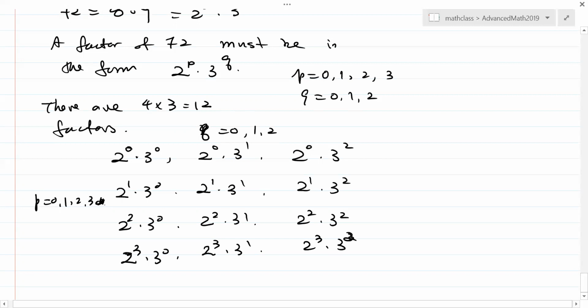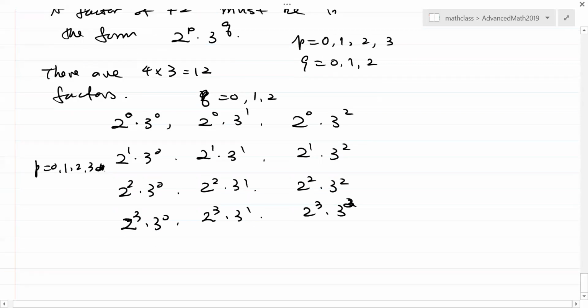So they are all the factors of 72. But how many of them? Just like finding the area, you have 4 rows and 3 columns, so 4 times 3 is 12 in total. So there are 12 factors. They're all here.